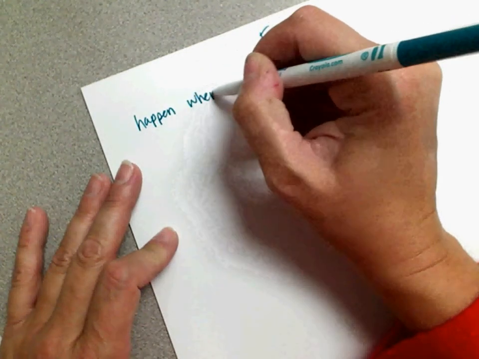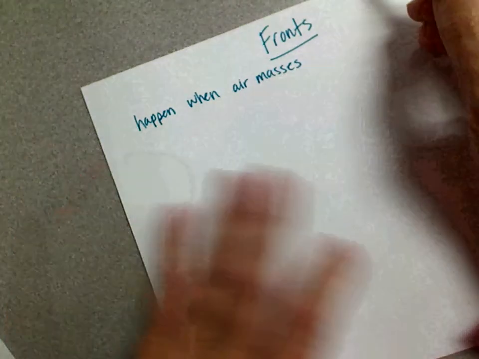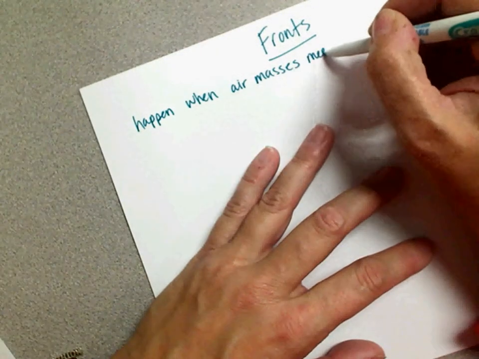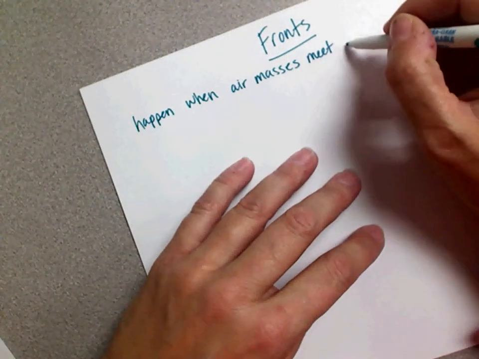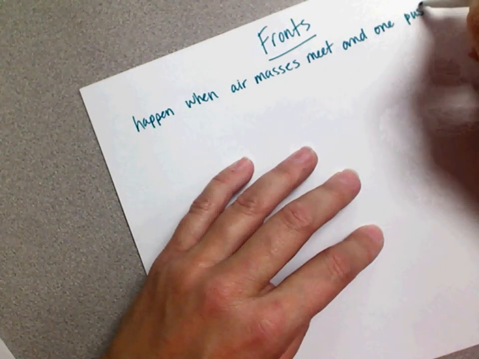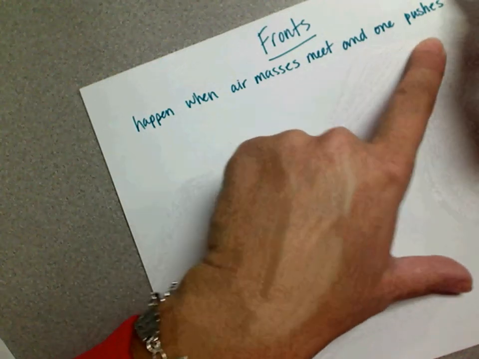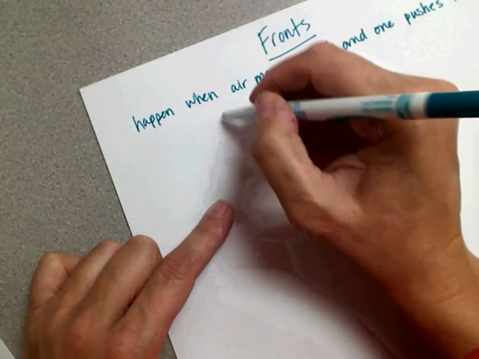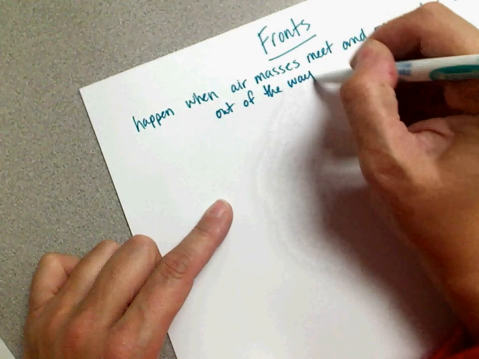happens when air masses meet. What's an air mass again? Good job. An air mass is a big, huge bubble of air. And we have how many of them? 4. Good job. So, a front happens when air masses meet and one pushes the other out of the way. Okay?